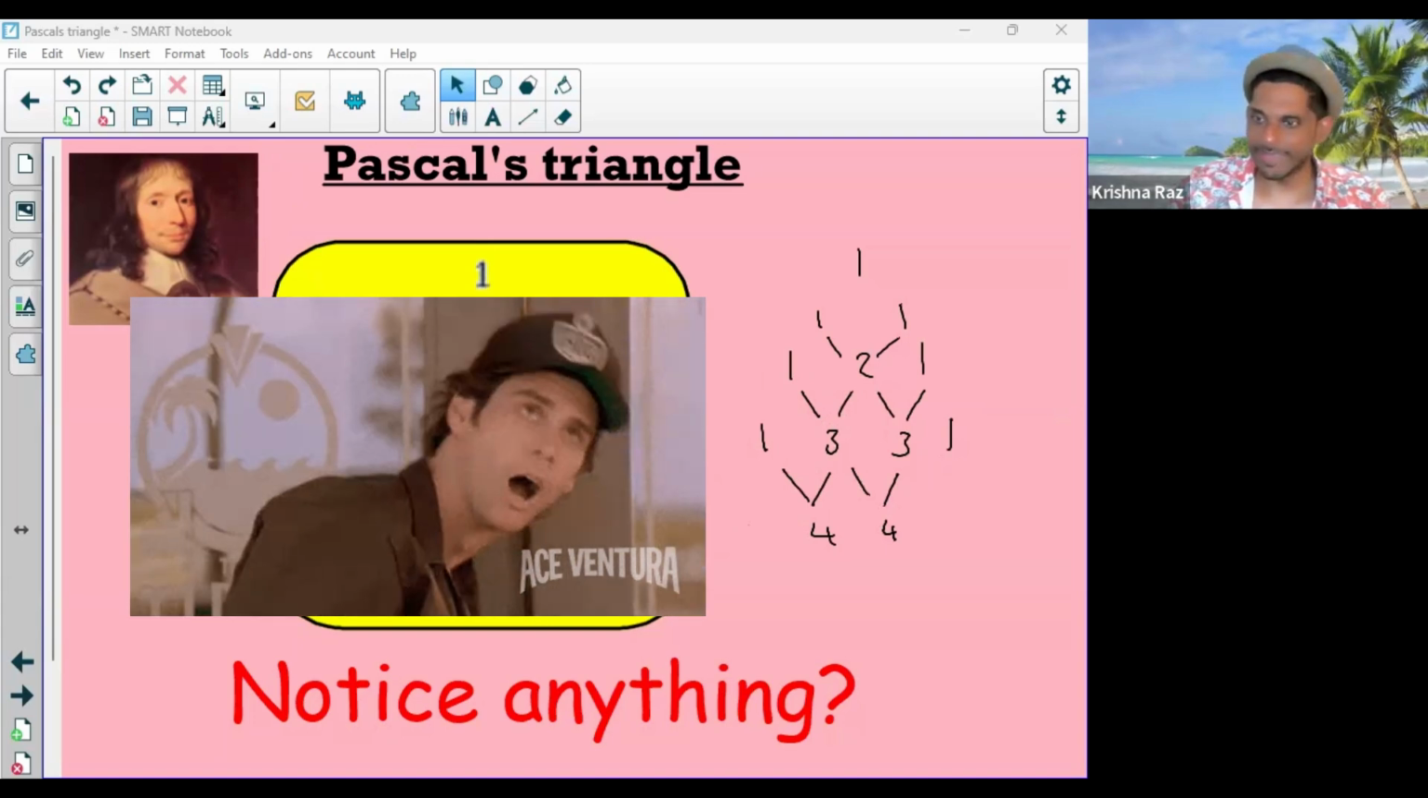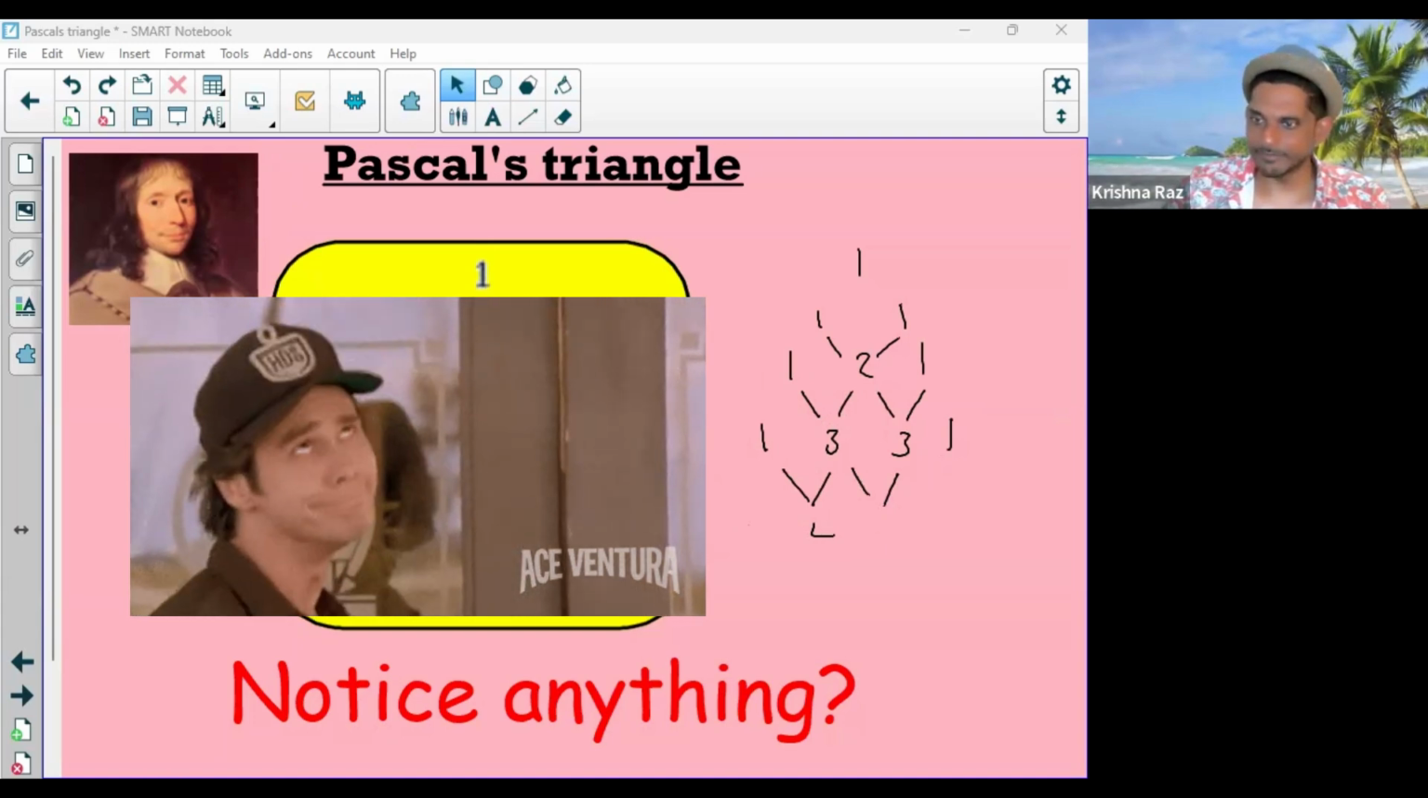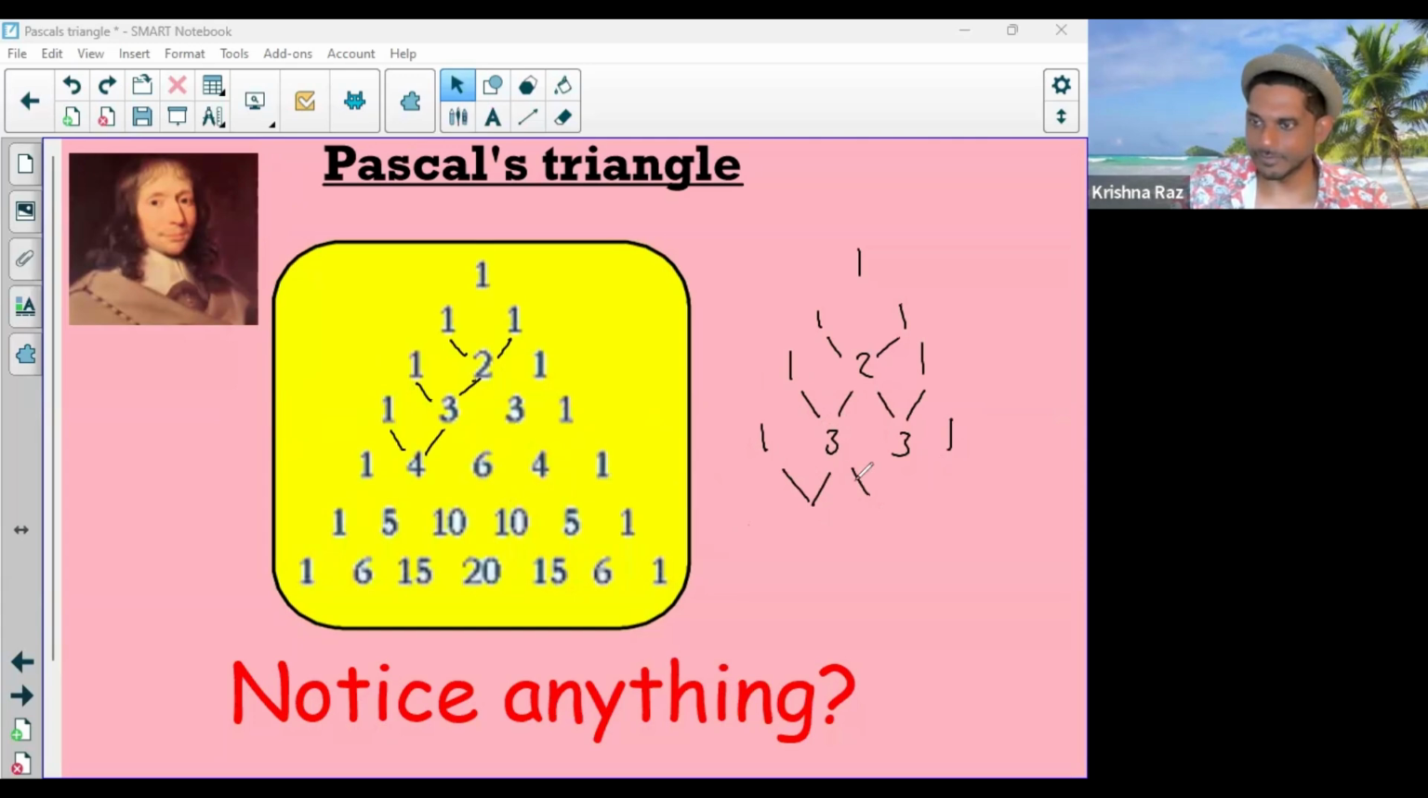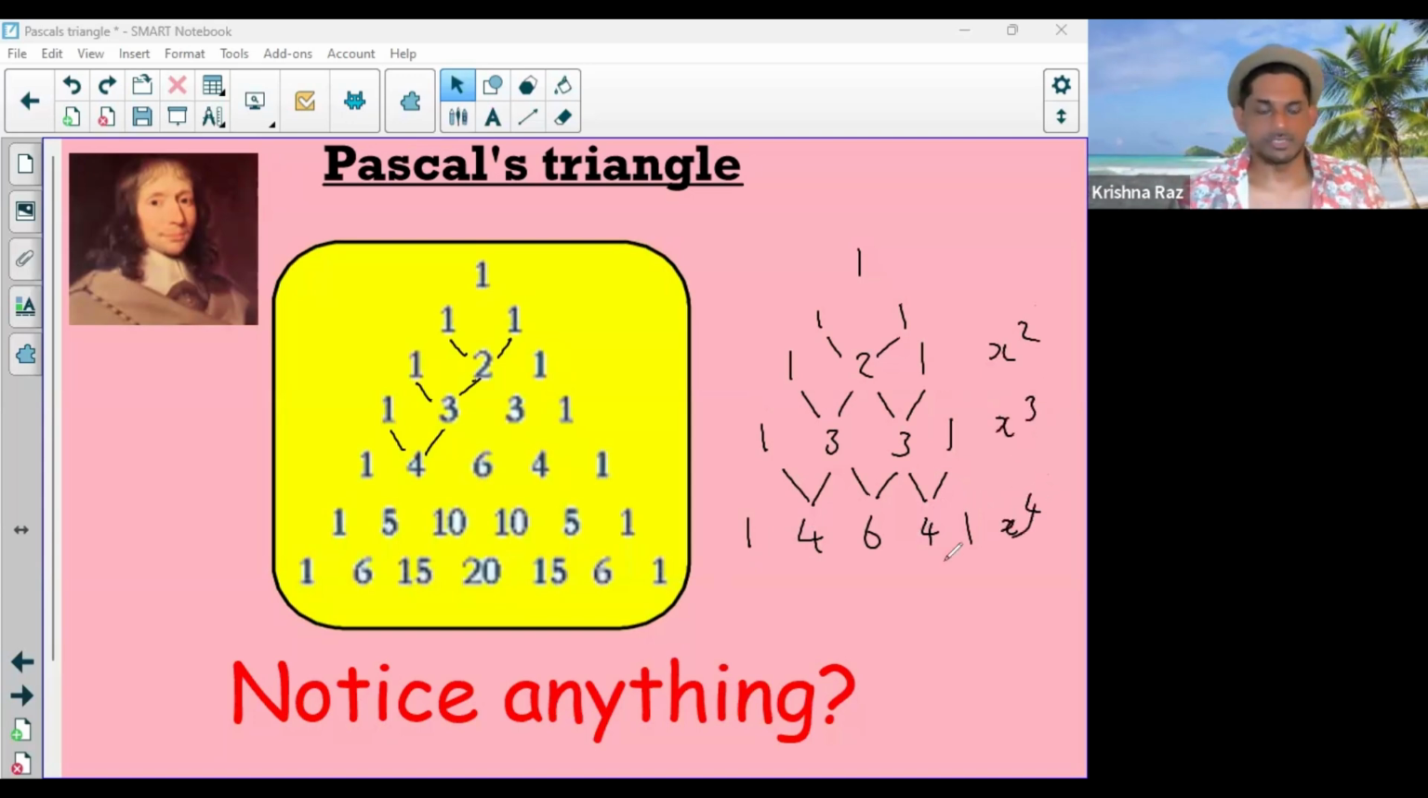But for some reason I can't add. So we get the 4s, but this time as well, we get a 6. And then we sandwich those 3 numbers together between some 1s. And then we continue in the same vein. So that was x squared, that was x cubed, that was x to the power 4. So up to x to the power 6, this is pretty useful.